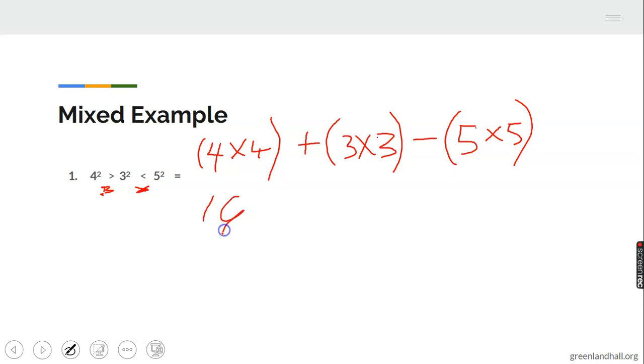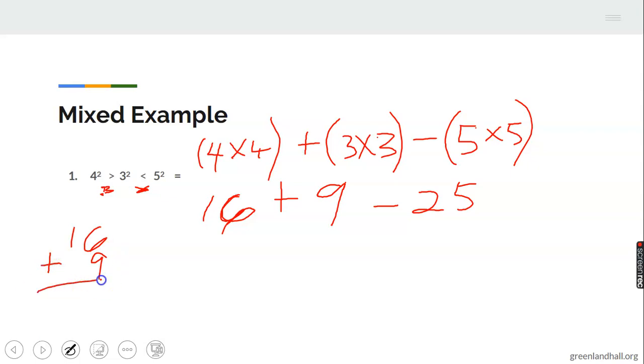That's 16. 16 plus 3 times 3 is what? That's 9. Minus 5 times 5 is what? That's 25. So let's see, 16 plus 9. Let's calculate. 16 plus 9. Okay. 6 plus 9 is what?